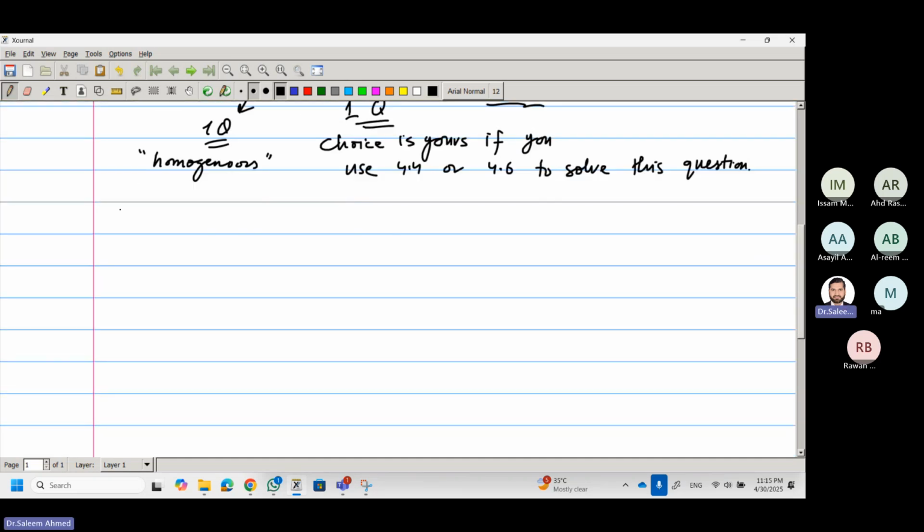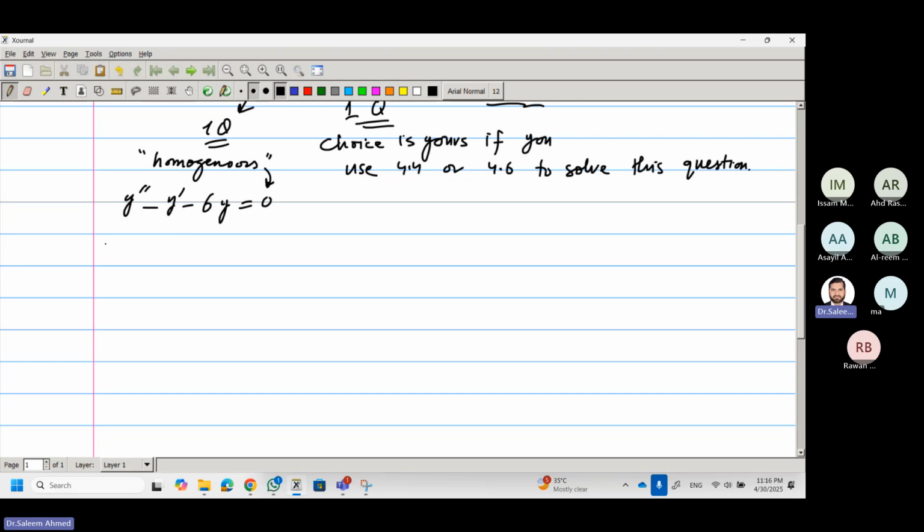We have constant coefficients. Let's say y double prime minus y prime minus 6y equals 0. This is a homogeneous equation because the right hand side is 0. The coefficients are constant here: 1, minus 1, minus 6. And it's a second order linear homogeneous equation.